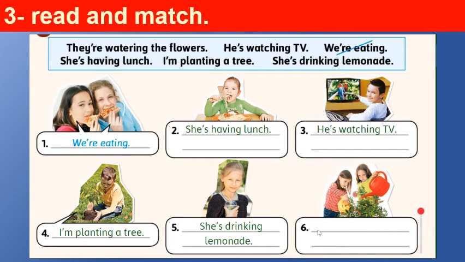Now the final picture, sentence number 6. We have two girls and they are doing something here. They are watering the flowers. So this sentence here, they're watering flowers. This is how we use the present continuous tense. We use it to talk about something that is happening now, at the moment of speaking. You are looking at it happening now. Thank you very much for listening.